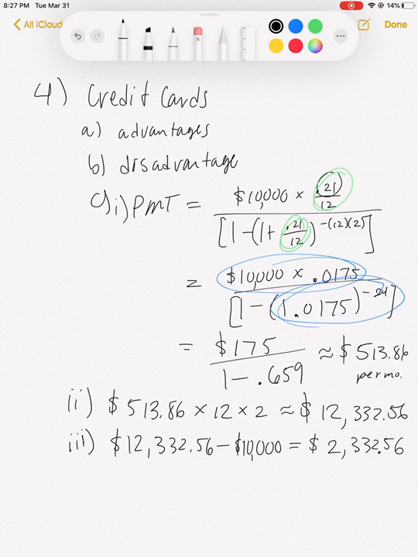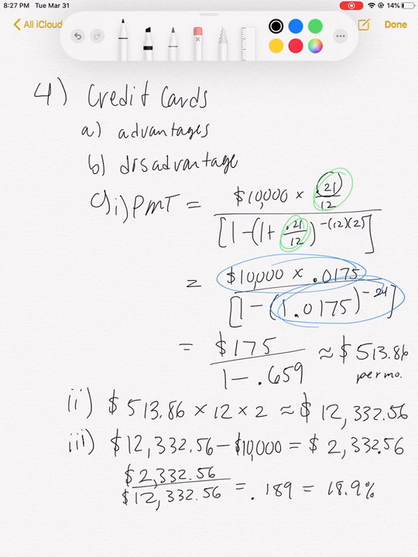What we're going to calculate is the percent of the payment that is just interest. And so we're taking that 2,332.56 and we're going to divide it by 12,332.56. And with that one, you get the decimal of 0.189, which is equal to 18.9%. So that's how much percent of interest it is.